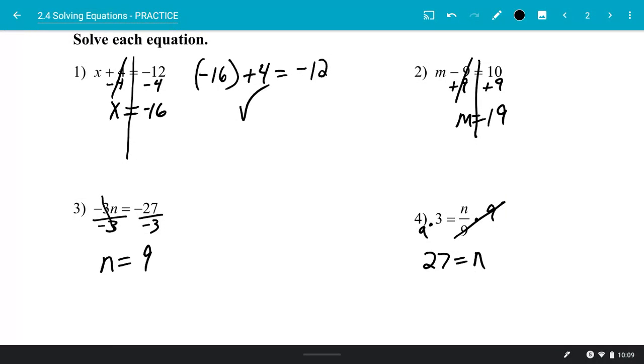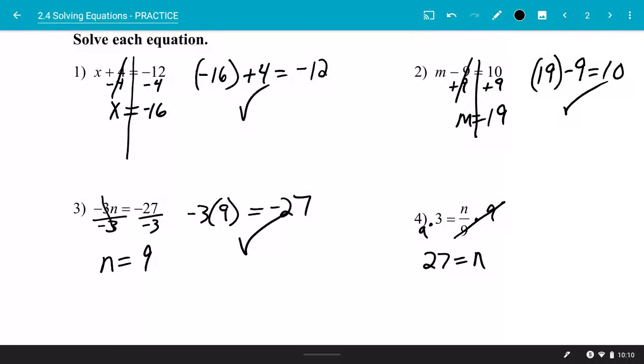Looking at number 2. Is 19 minus 9 equal to 10? Yes, I know I got the right answer. Negative 3 times 9. Does that equal negative 27? Yes, I got the right answer. Number 4: is 27 divided by 9 equal to 3? Yes, I got the right answer. So we don't even actually need an answer key. We can just plug it back in and solve.